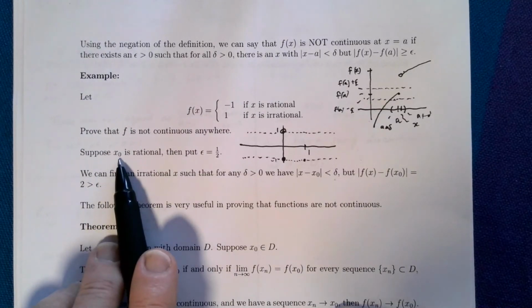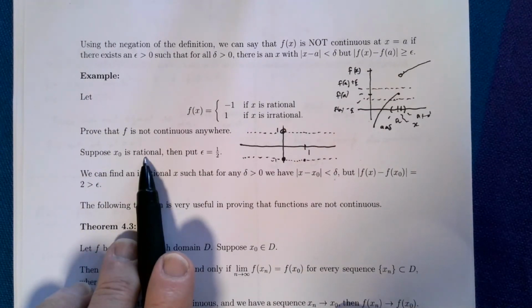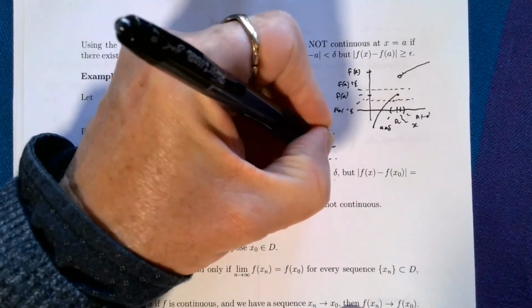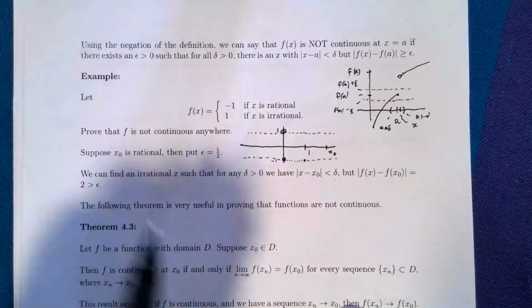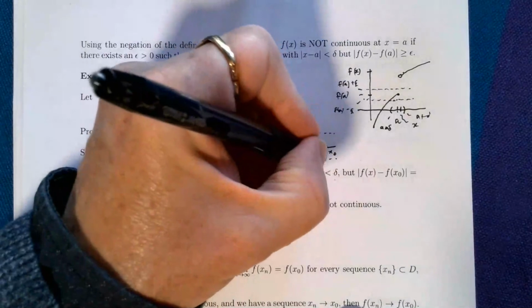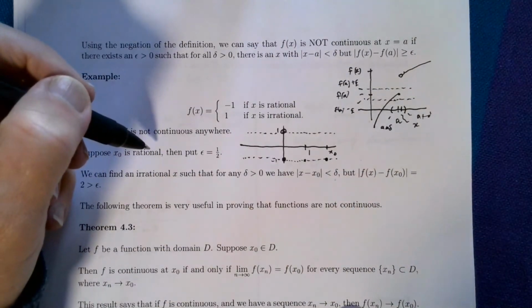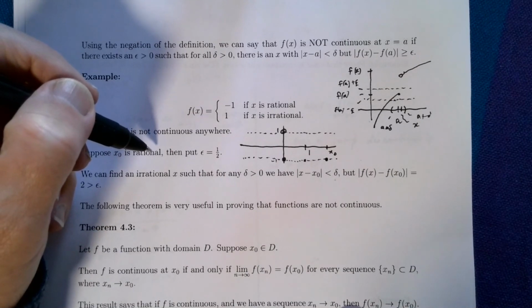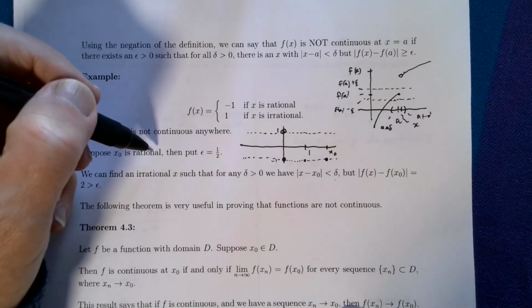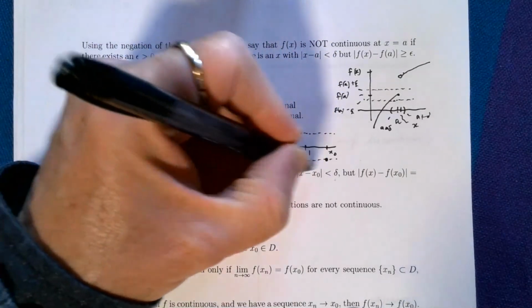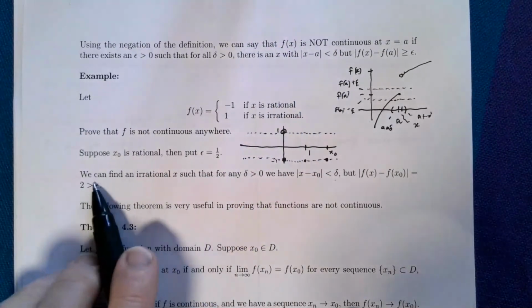If you take x naught to be a rational number, so I take any rational x naught, and I take epsilon to be a half. So I take an x naught here, which is rational. Now if it's rational, its function value is there. And I'm going to put epsilon to be a half. So I'm going to draw a little epsilon band around here, around this minus 1.